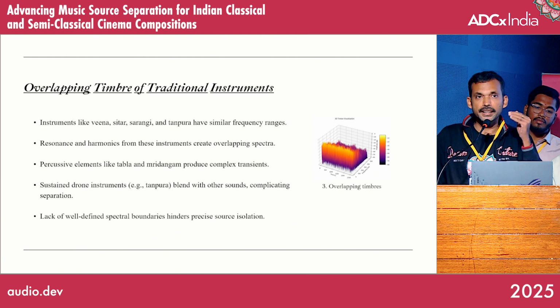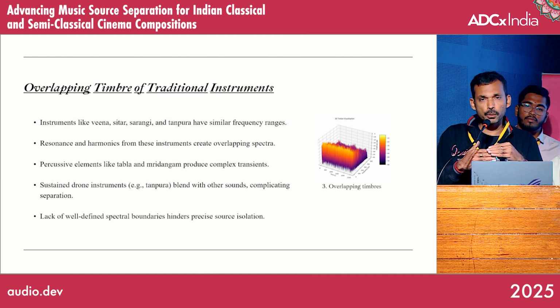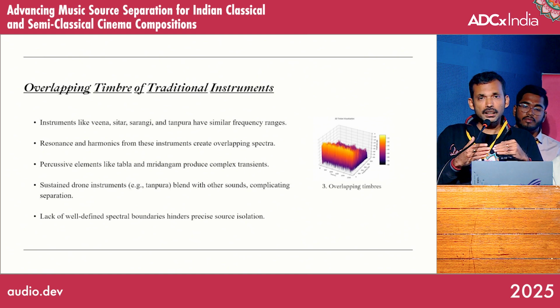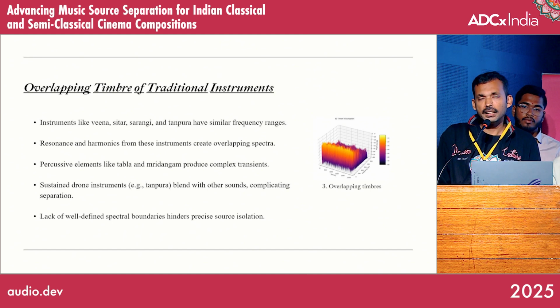As I actually told, the timbral overlaps. You have a vocal, you have a string instrument, the veena, and if you have a nadaswaram over that, it is very tough to remove the bleeding, because the nadaswaram and veena will have a timbral overlap with the vocal frequencies, and they will merge there.